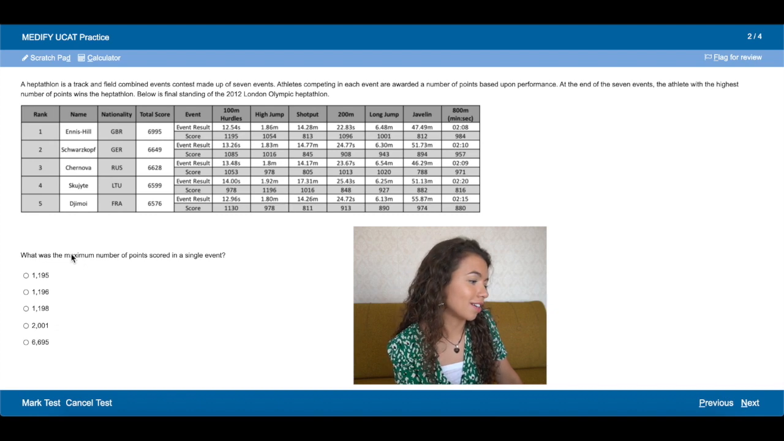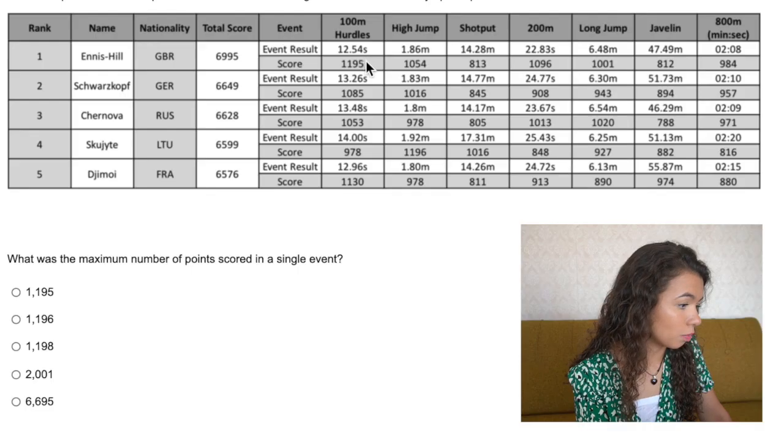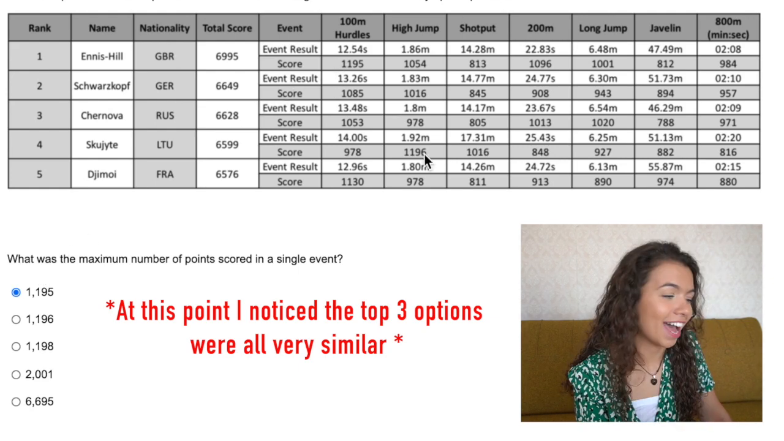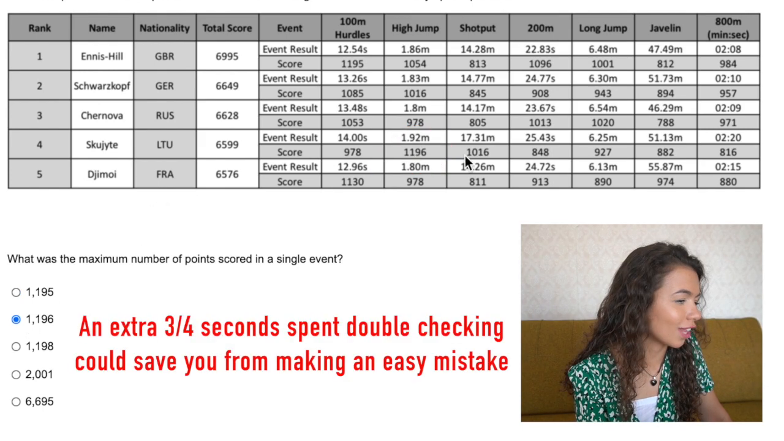The next question asks, what was the maximum number of points scored in a single event? Which, if I've understood the question correctly, just requires us to scan through the data and find the highest score, which I think will be this one here, which is 1195. But I'm going to spend another 2 seconds double checking, and it's lucky that I did because I found a 1196 for high jump. So that is the answer I'm going to go with because I don't see anything else.